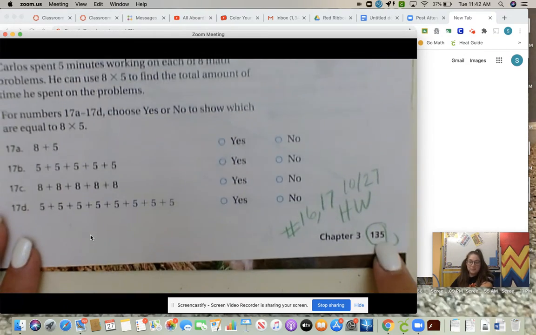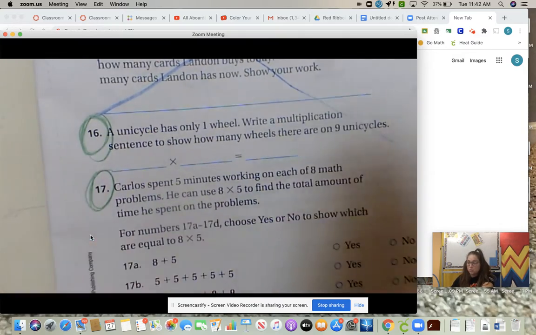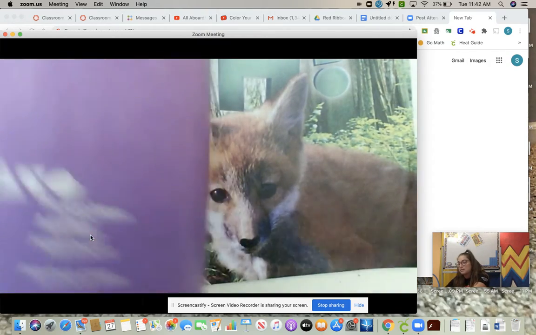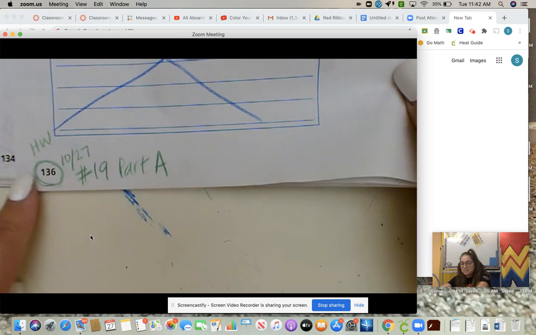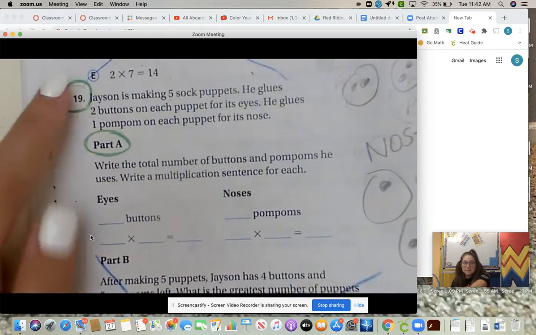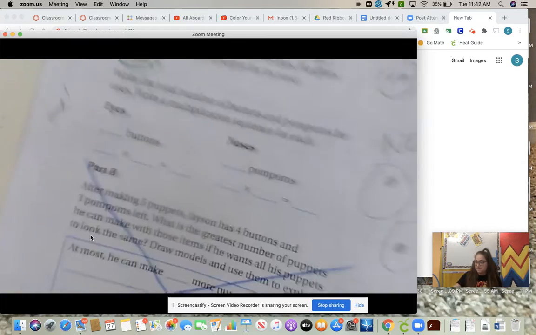Homework, page 135, 16, 17 only. Only 16 and 17 on page 135. Page 136. I only want them to do 19, part A. Just part A, not part B.